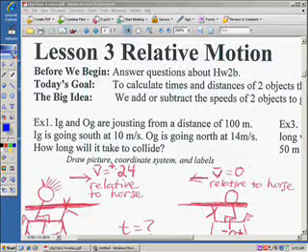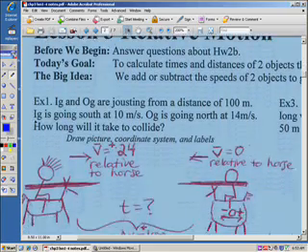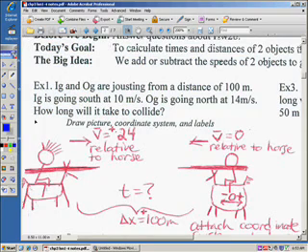Relative motion. Today's goal is to calculate the times and distances of two objects that are moving relative to each other.